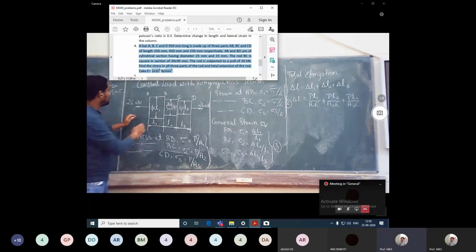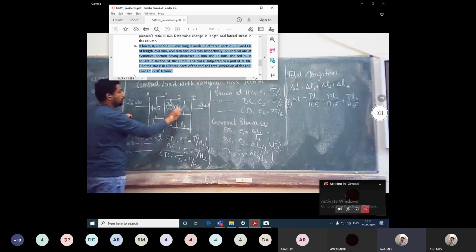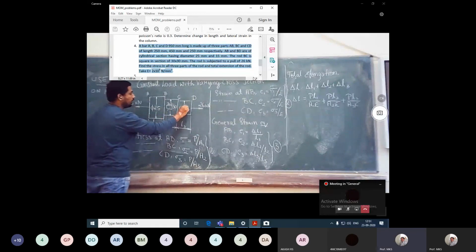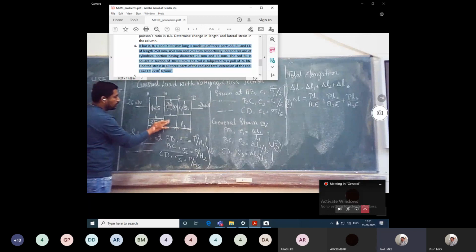No changes, it is the same thing. So what is this diameter? The first rod diameter is 25, the other rod diameter is 15 mm. If I write any number, it is understood to be in mm, so I will not write mm. The length of the first rod is 250. L2 is 450.